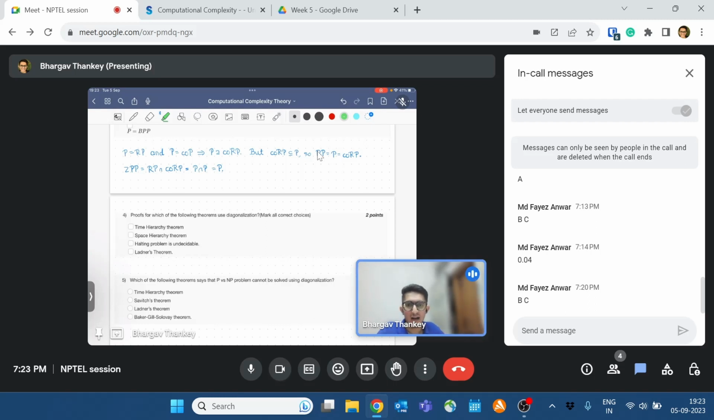Yeah. So, I don't think the padding proof is a diagonalization, but Ladner's theorem can be proved as a diagonalization as well. So, if you have a doubt, you can put this in the forum. The instructor might update the options which are correct. Okay, all right.